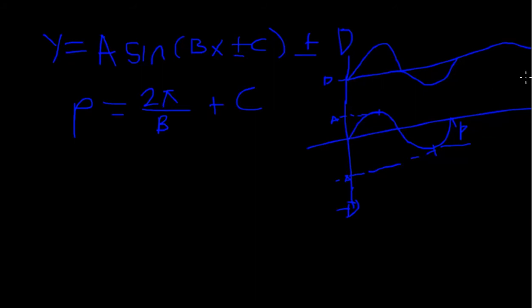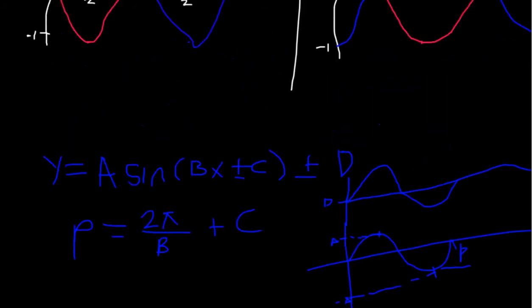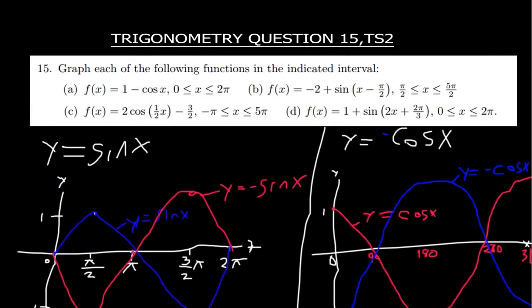Okay, let me just go straight to the questions so that we finish fast. The first question here is f(x) equals 1 minus cos x, and the domain that we've been given is 0 to 2 pi.